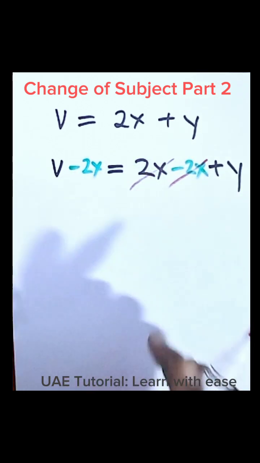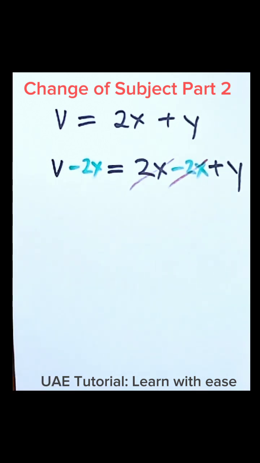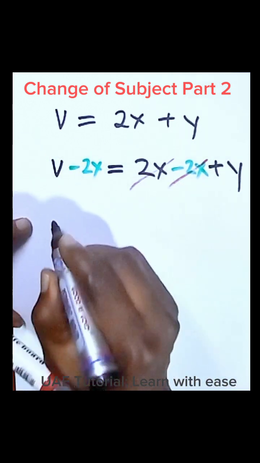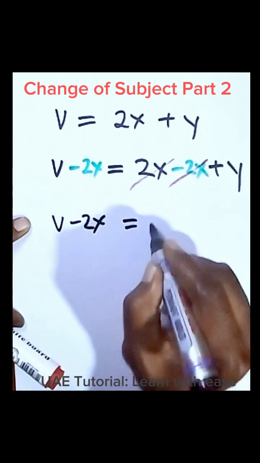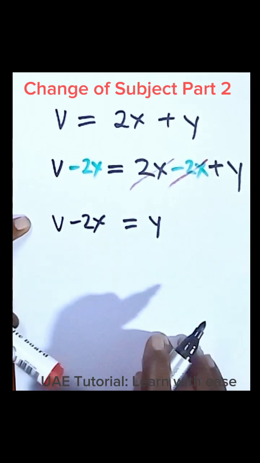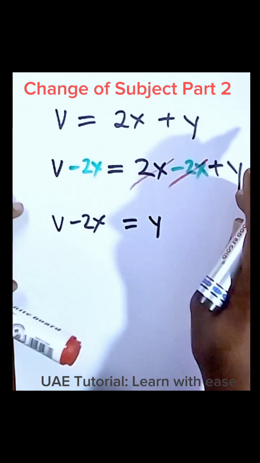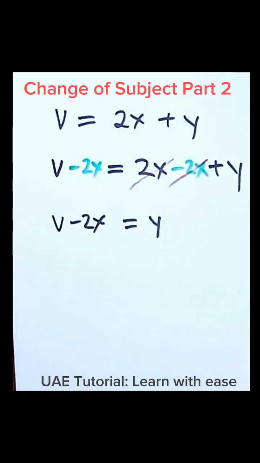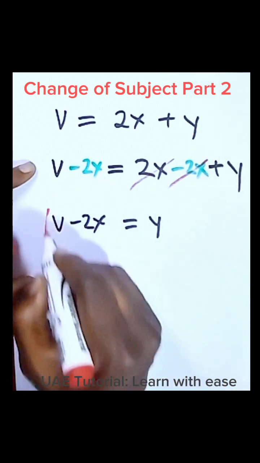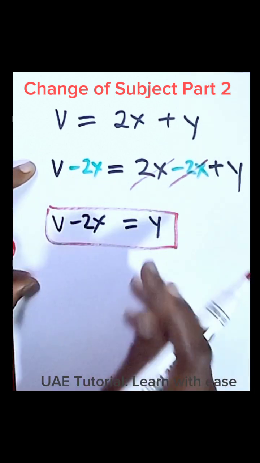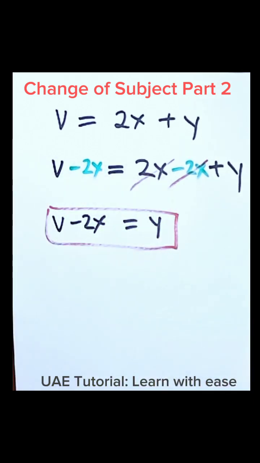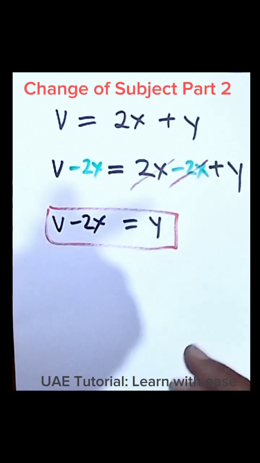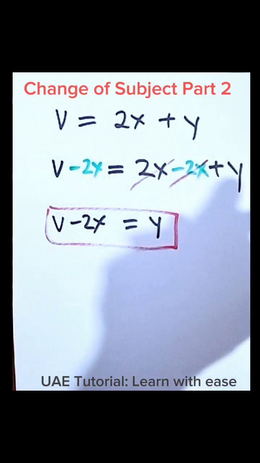So what is left is that on this left hand side of the equation, v minus 2x equals y. So it's only y that is now on this side of the equation. And hooray, we have made y the subject of the formula because y is now on one side of the equation.